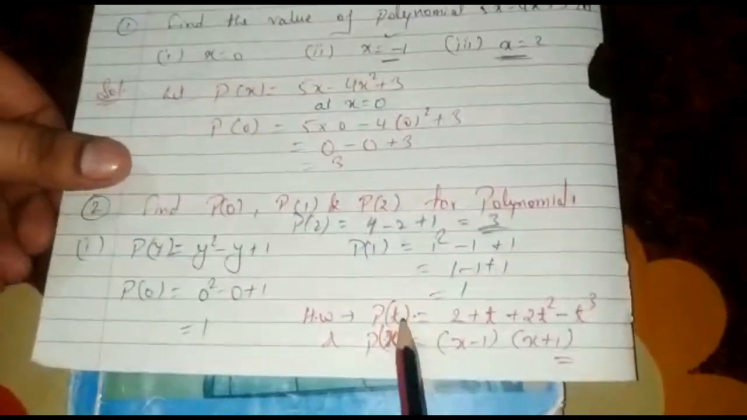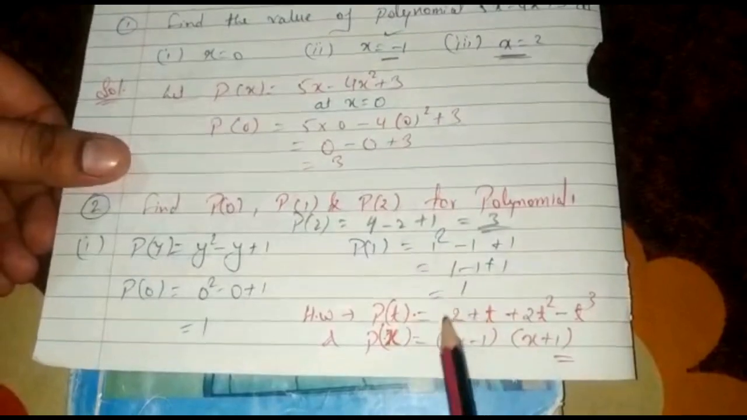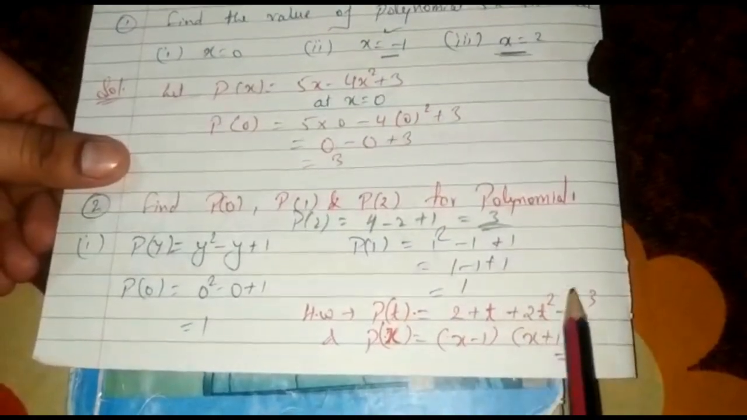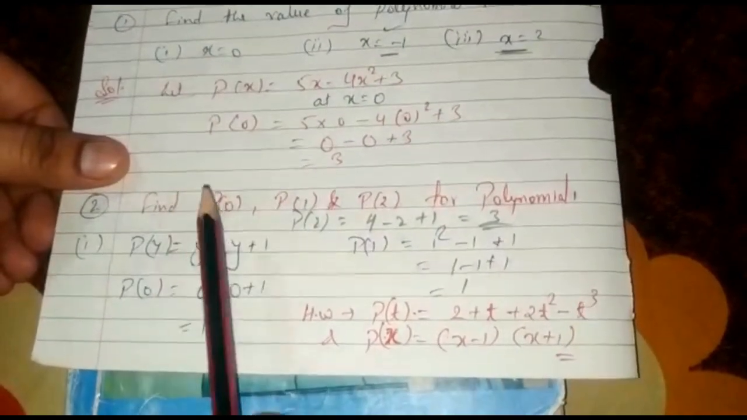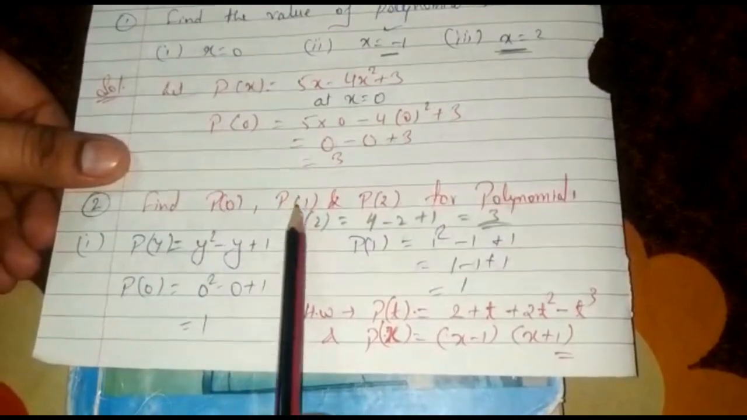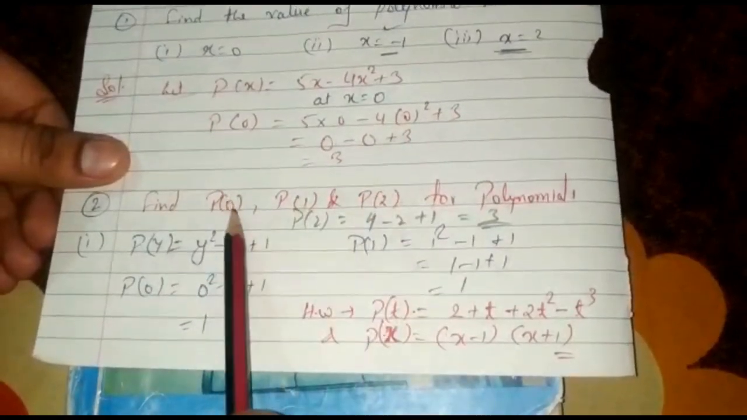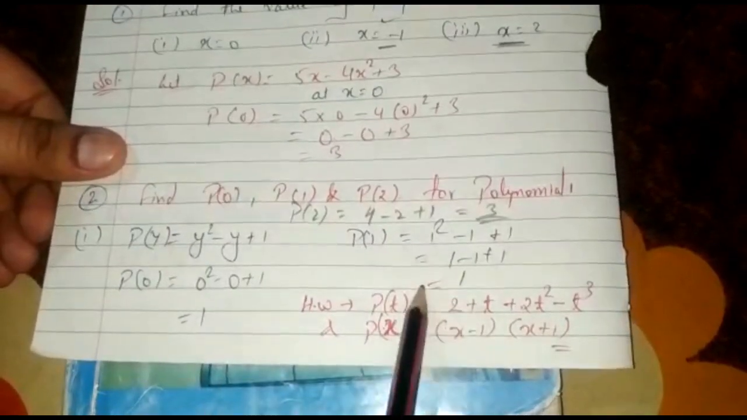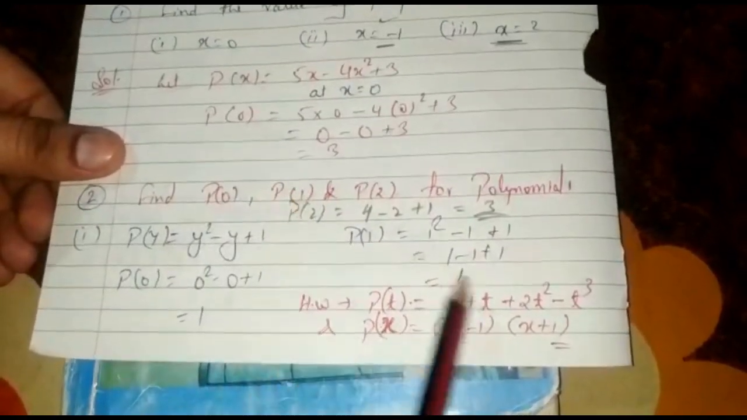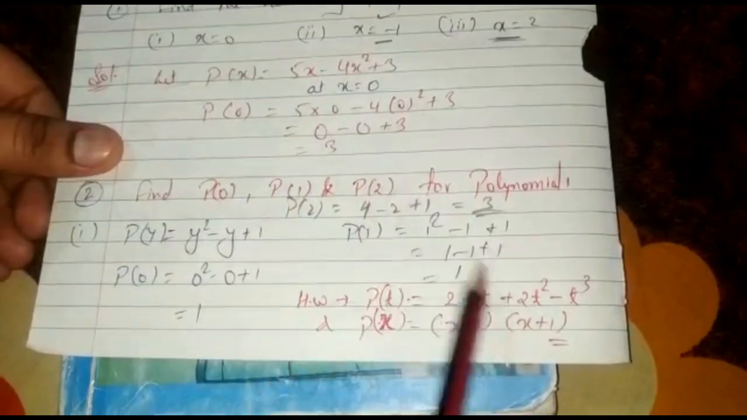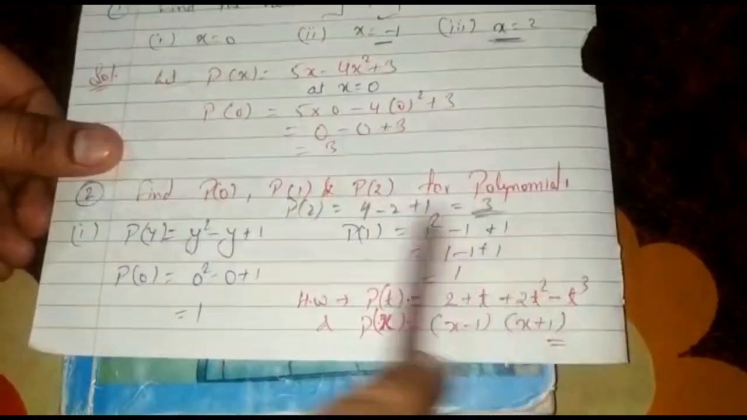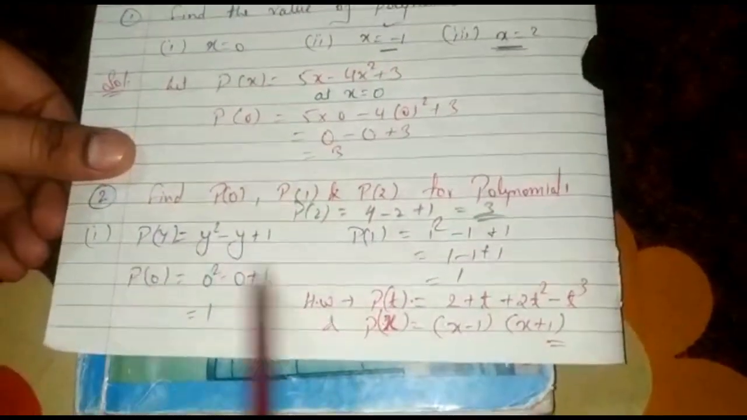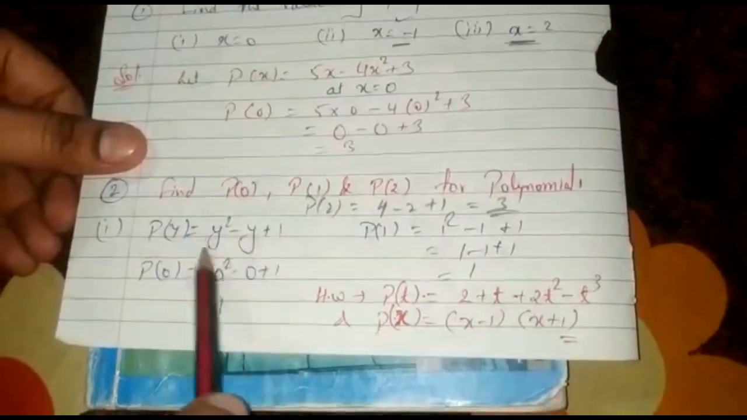Similarly, you have to solve these two questions. P of t is equal to 2 plus t plus 2t square minus t cube, at p of 0, p of 1, p of 2. That means you have to put the value t equal to 0 the first time, t equal to 1 the second time, and t equal to 2 the third time. We solved the problem in the same way in the previous method.